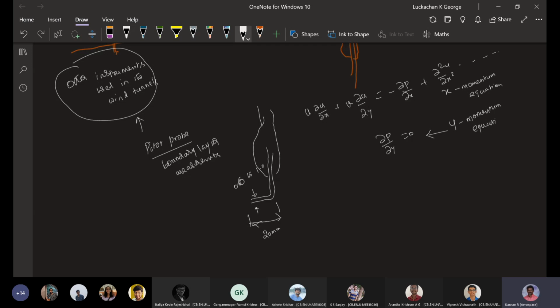You take your momentum equation and do order of analysis. For a steady case, you are going to get this: for a particular X location, your static pressure is constant along the Y line within the boundary layer. So for a flat plate, I want to measure the boundary layer profile here.